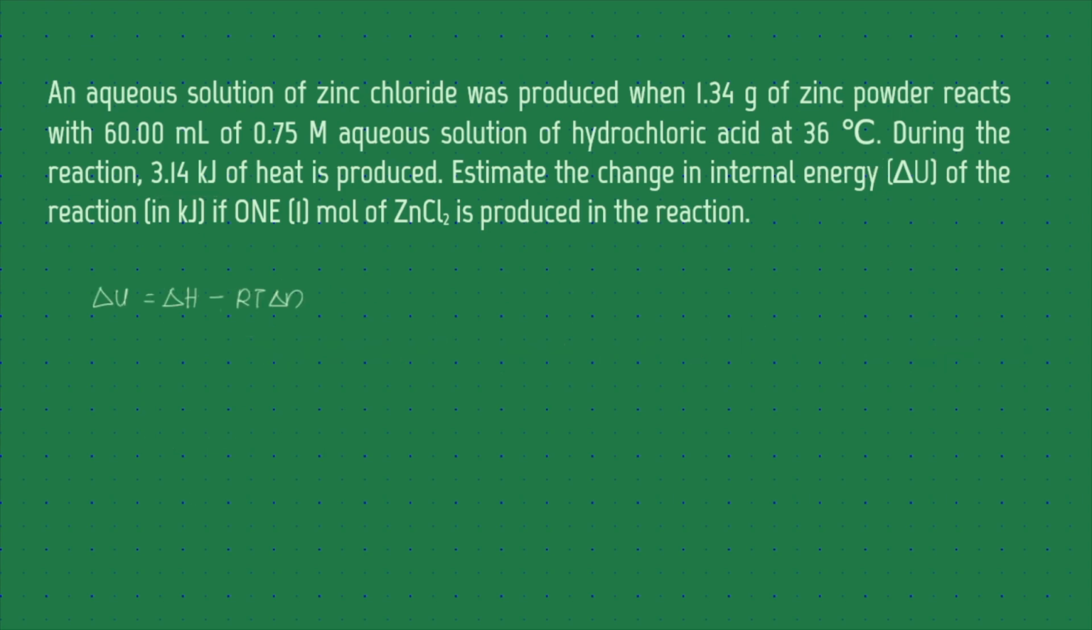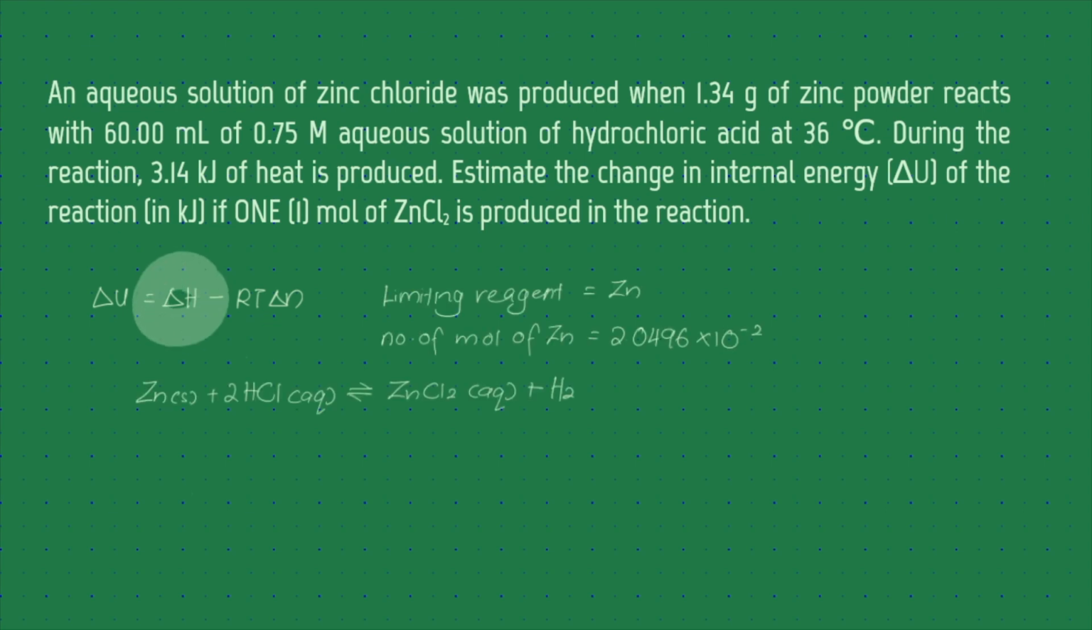Alright, so before we can do that, we need to see what is the value of your delta H. From the previous calculation, we know that our limiting reagent is zinc and the number of moles for zinc is this much. In the question, it states that 3.14 kilojoule of heat is produced, but you were asked to calculate for just 1 mole of zinc chloride.